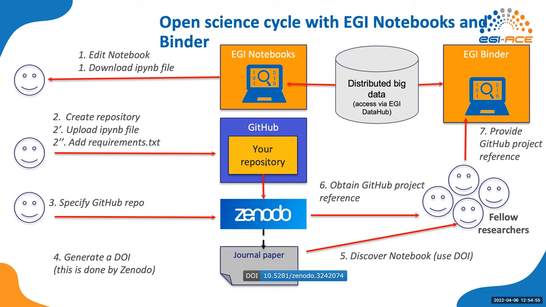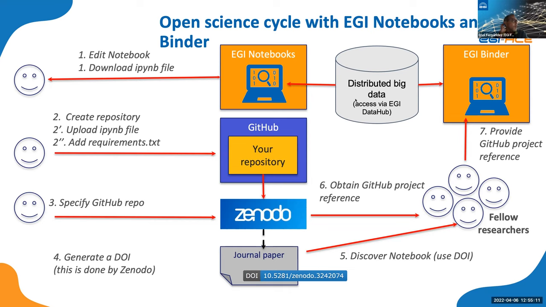So with that, it goes to Zenodo, creates an entry, creates a DOI. It's in a journal paper. That's discovered by fellow researchers that can go back to Binder, the EGI Binder, and reproduce everything.